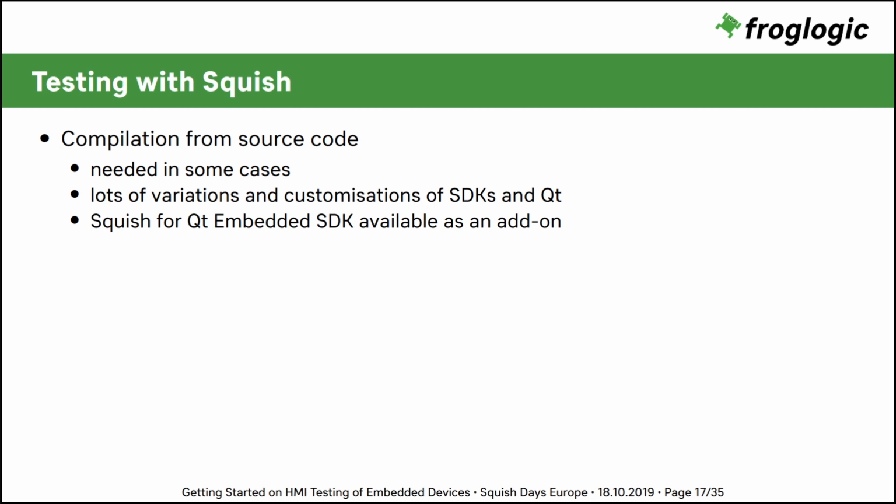In some cases it could be that we cannot provide out-of-the-box Squish packages for your embedded test system, and that's of course understandable because there are lots of possible customizations of software development kits. The Qt library can be highly customized, so it's simply not possible to predict all kinds of combinations which could happen. So in some of these cases you might have to compile Squish from sources for your embedded device. So froglogic offers the Qt Embedded SDK as an additional commercial add-on.